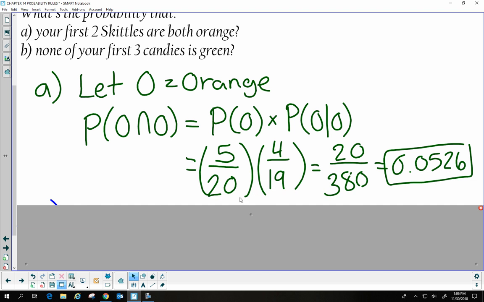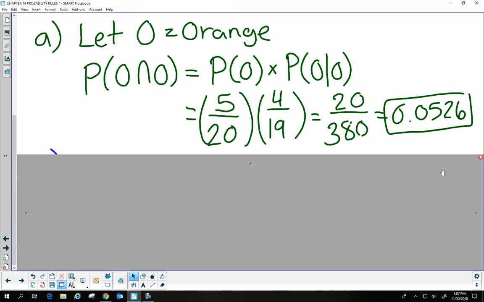So the probability of getting an orange candy the first time is 5 out of 20. There are 20 candies, 5 orange candies. We have to assume that the first one we take out is orange to complete this probability problem, and so that means there's only 4 orange candies left and 19 total candies left. When we multiply the tops, we get 20, the bottoms we get 380, and we end up with 0.0526 probability of getting an orange on our first 2 Skittles. So not a terribly likely scenario.